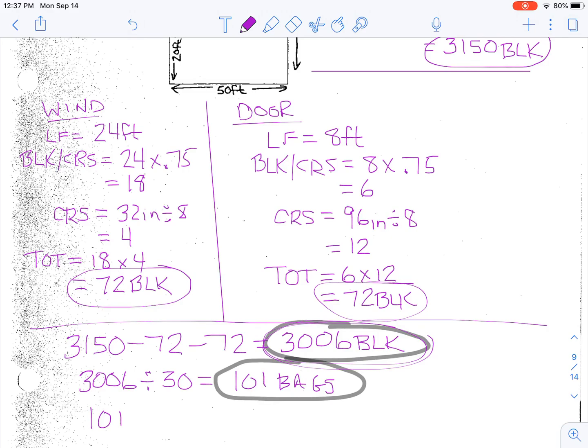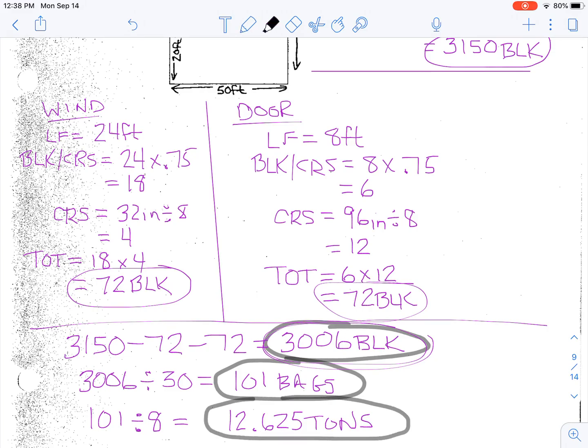And now we're going to do the last step, which is the tons of sand. And we're dividing it by 8, because for every 8 bags, we will need another ton of sand. And now we are done. So doing concrete blocks with openings is a lot more tedious, but it's the same process, just repeated.